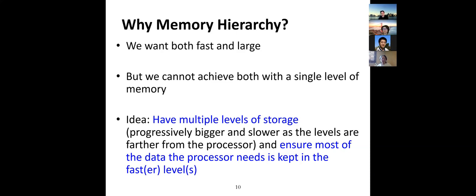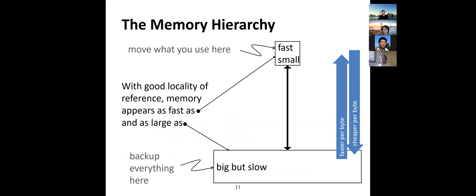The idea is to have multiple levels of storage, progressively bigger and slower as the levels are further away from the processor. And we ensure that most of the data we usually keep in the faster levels, so that we create an illusion that we have a faster storage with large capacity. Okay, so that sounds easy. In practice, it's not always easy to achieve, but that's the goal. So essentially, the best way to think about it, there are trade-offs here. There is fast and small, and big but slow.